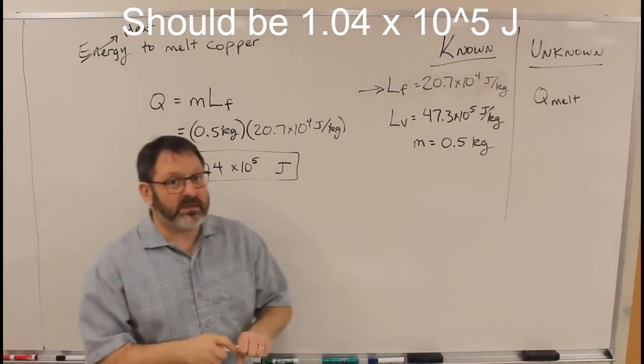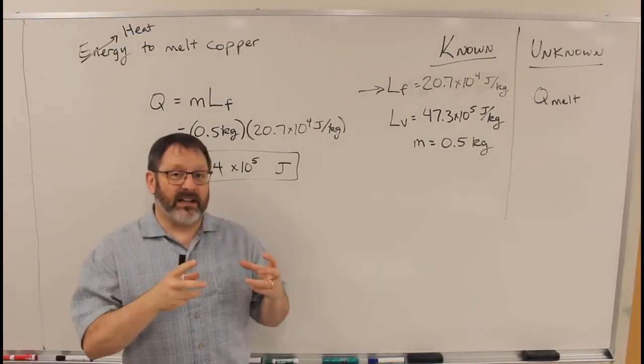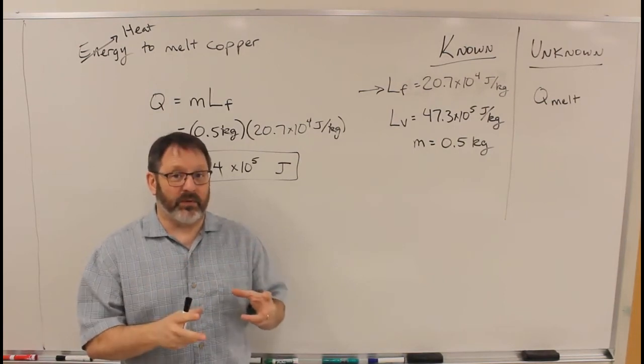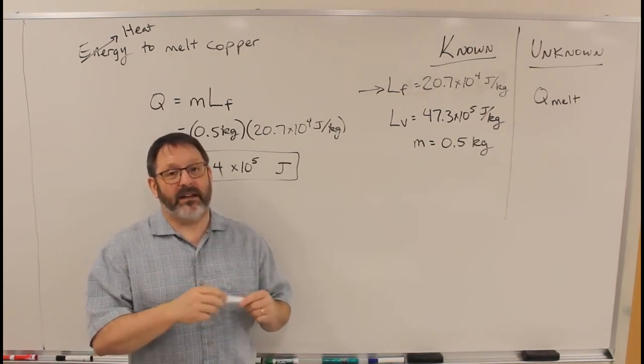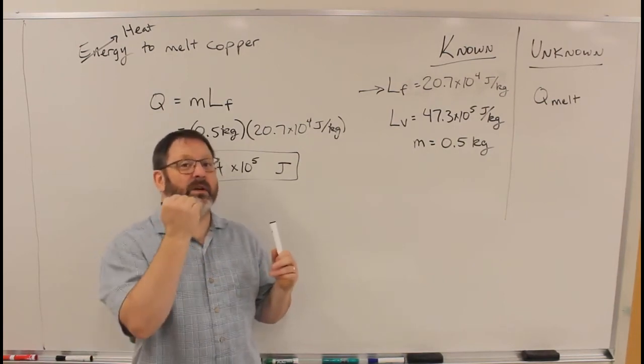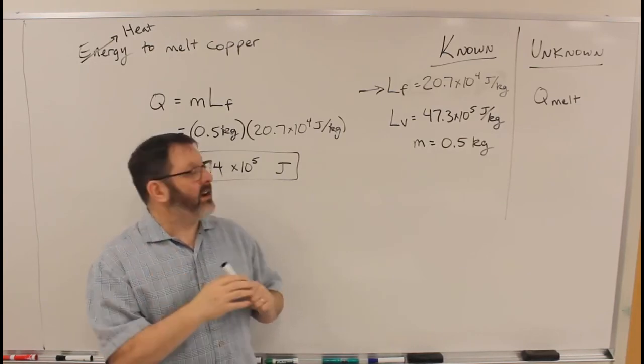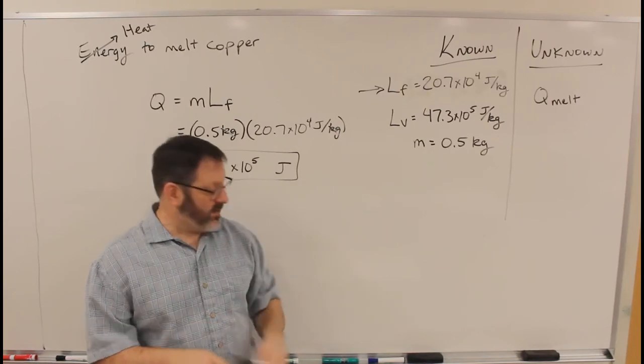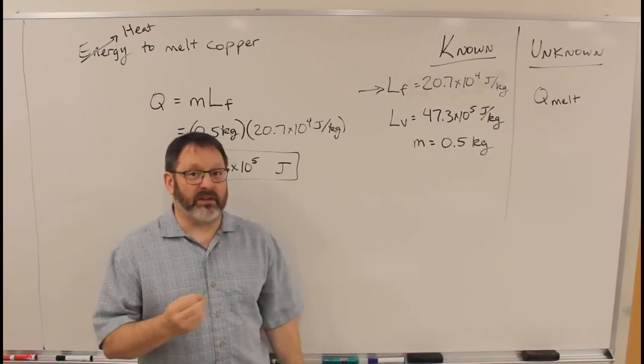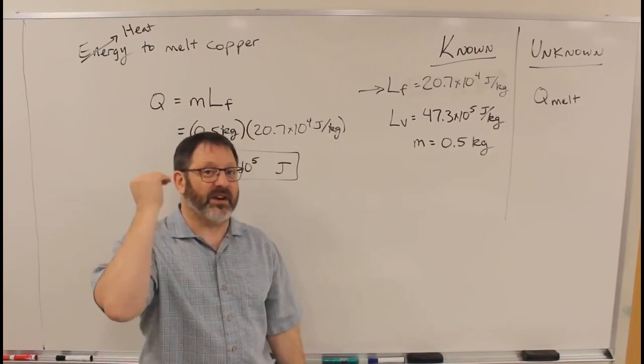Now that assumes that the copper solid was already at the melting point. So if you had to take the solid and heat it up to the melting point, increasing the temperature, that would change our answer. In this one, we're just assuming that the only thing we have to do is melt it. We don't have to increase the temperature and then melt it.